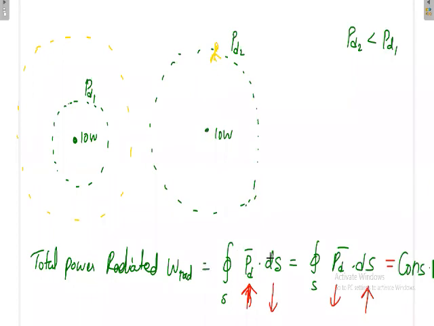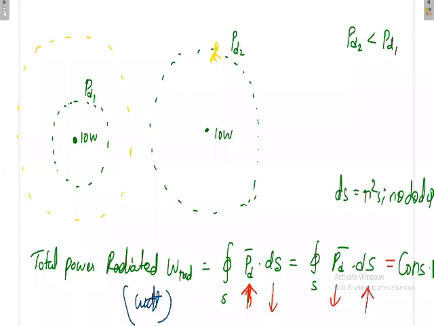So it is the integral of P dot ds, a closed integral because it is a closed surface. And again you know what ds is. ds means r square sine theta d theta d phi, the differential surface. This is the relationship between the total power radiated and the power density. What is the unit of the total power radiated? It is always watt.